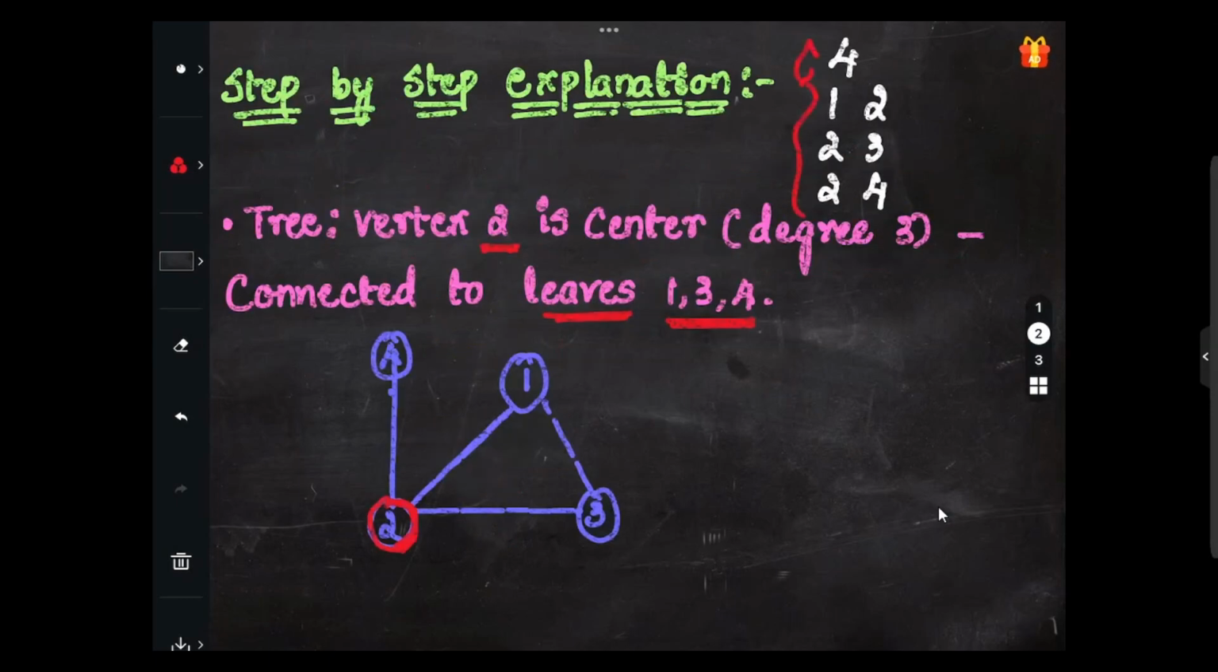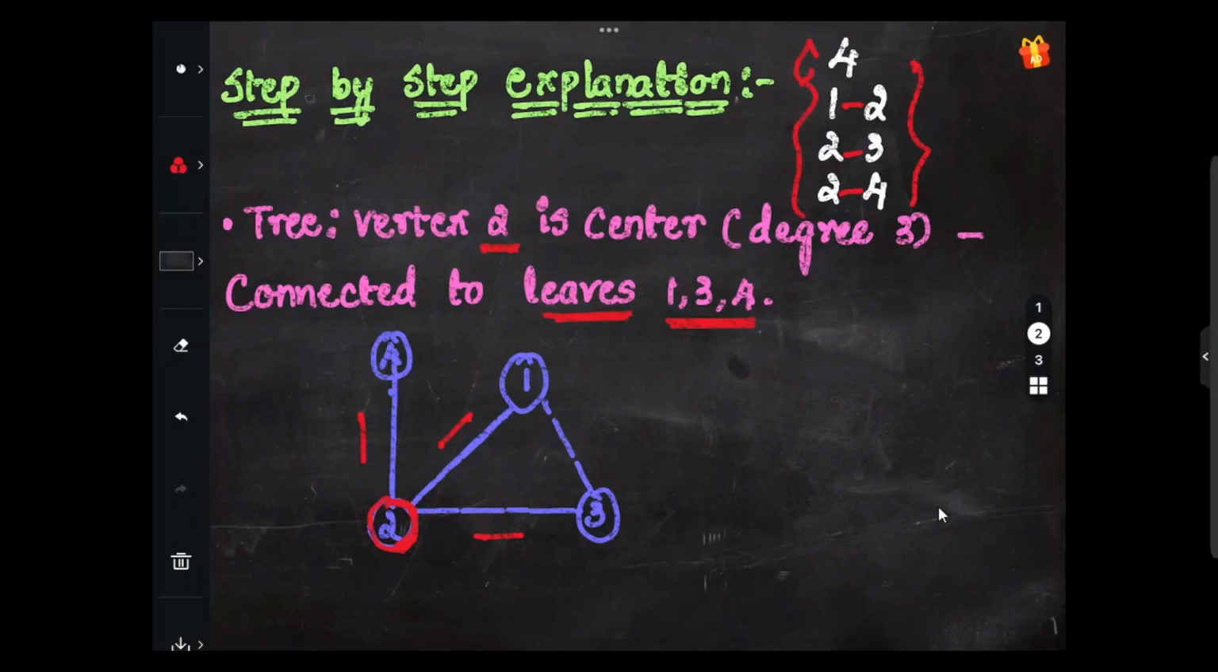This is the input that I have considered. I have drawn the graph accordingly with the input. The edges are 1 to 2, 2 to 3, and 2 to 4.